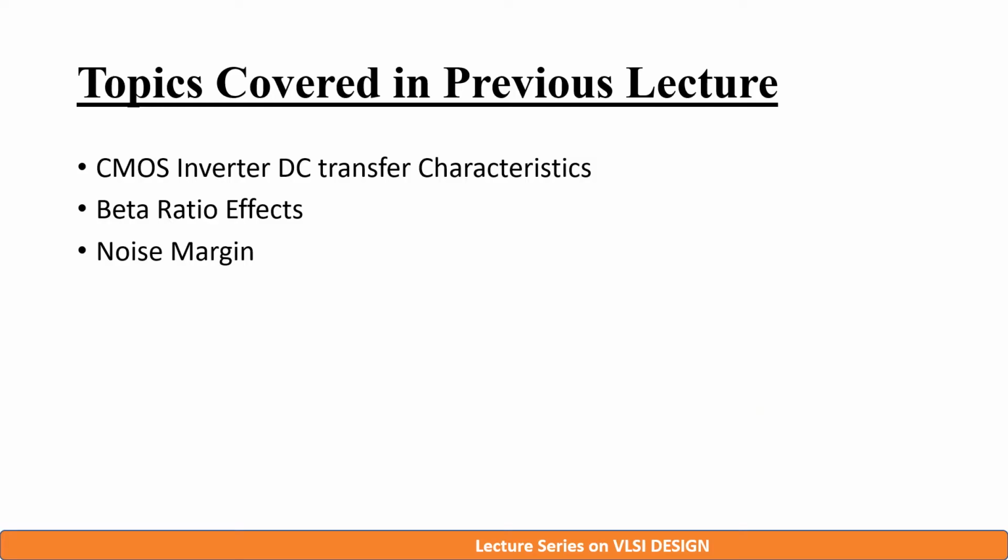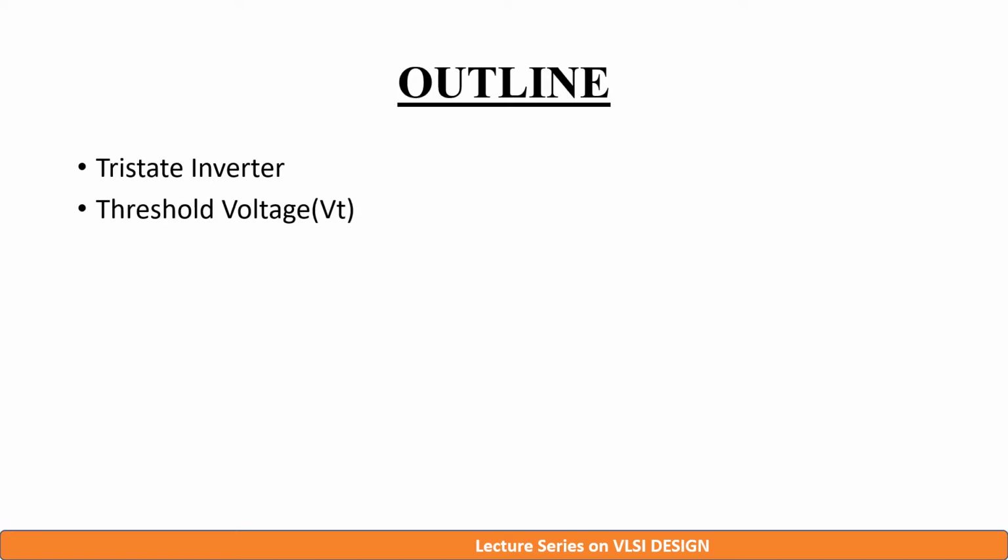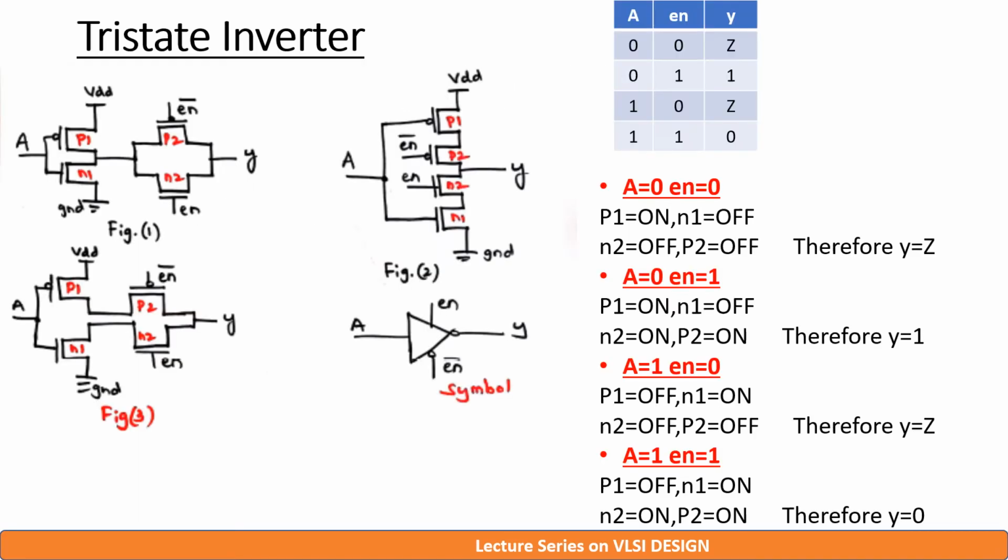In the previous lecture, we discussed the CMOS inverter, DC transfer characteristics, beta ratio effects and noise margin. In this lecture, we are going to cover the tri-state inverter and threshold voltage. So let's begin with the first concept, the tri-state inverter.